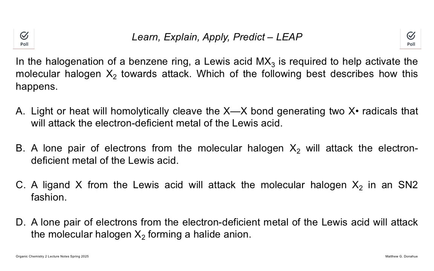So mechanistically, in the halogenation of a benzene ring, the Lewis acid, which is of the form MX, where M is the metal and X is just the matching halogen of your X2, helps activate that X2 towards attack. And so the best description would be, I believe, B. A lone pair of electrons from the molecular halogen will attack the electron deficient metal, and that generates your electrophile.